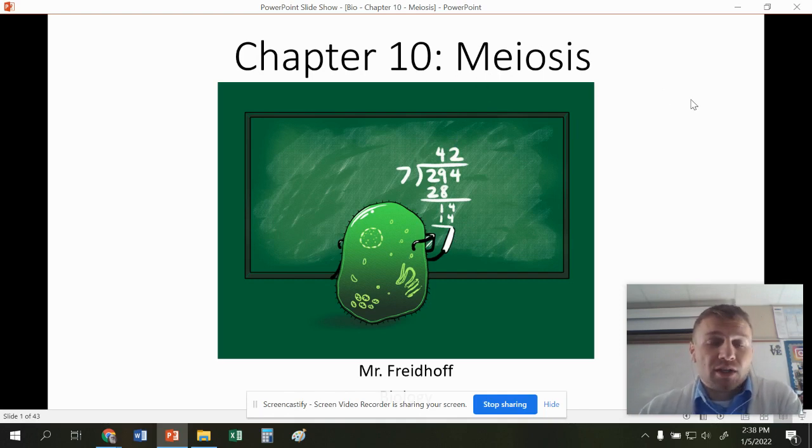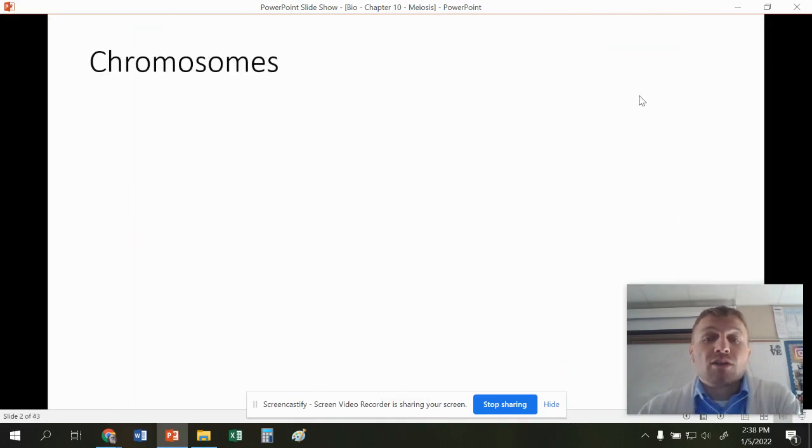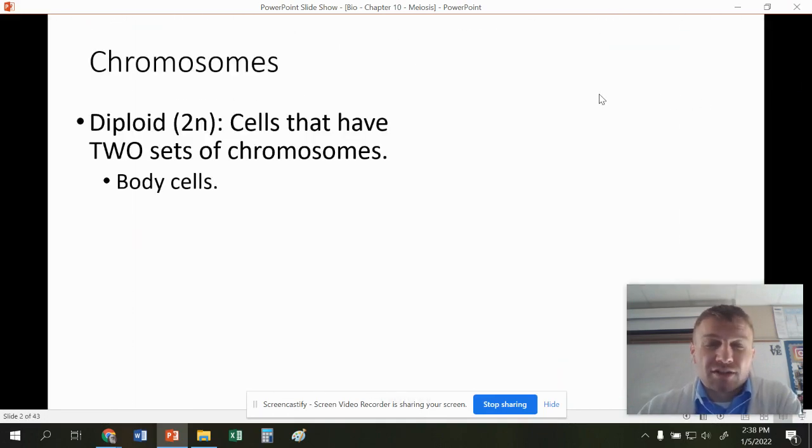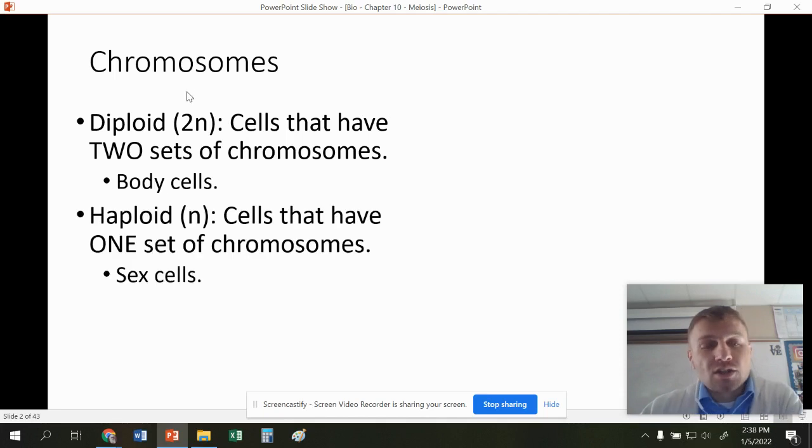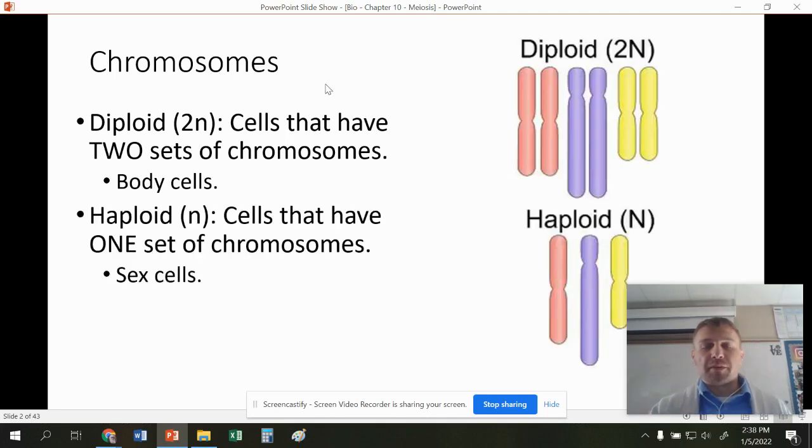Remember in last chapter we did mitosis. Mitosis is the division of body cells, or they're also called somatic cells. This here, meiosis, is going to be the division of germline or gamete cells. These are going to produce your sperm and your egg. So chromosomes, let's talk about chromosomes a little bit before we get into the majority of meiosis.